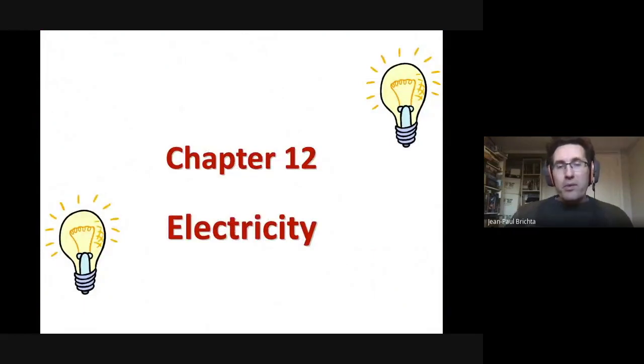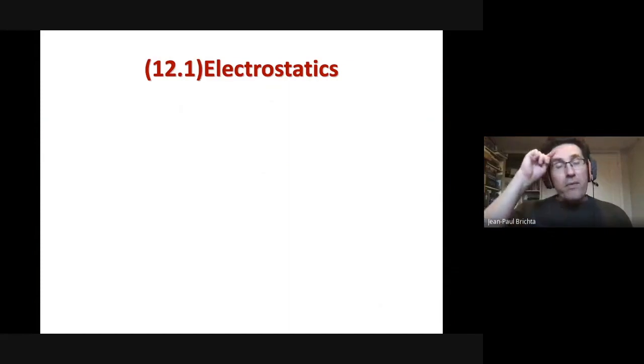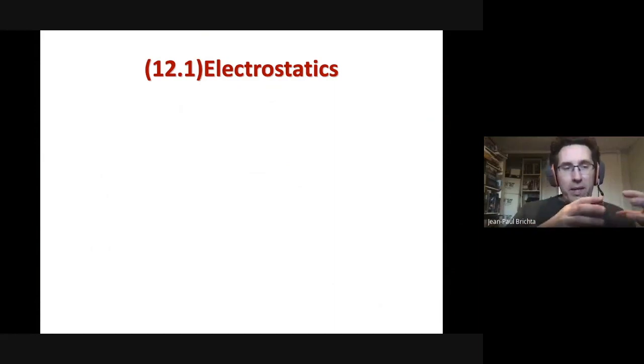So let's start with electricity, which in your textbook is in chapter 12. The first thing we're going to look at is electrostatics. This word, electrostatics, comes from the idea that we're looking at something where we have electrical charge, or something that's charged, and the static means that there's nothing moving.